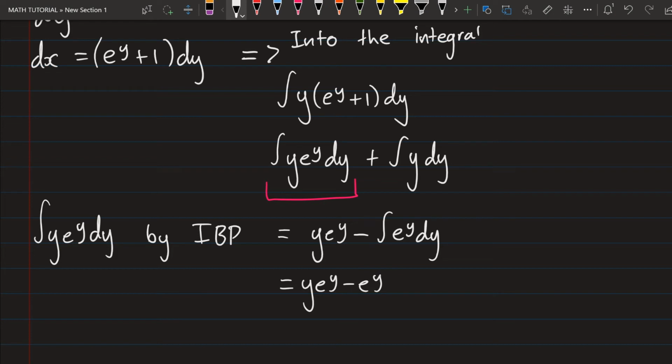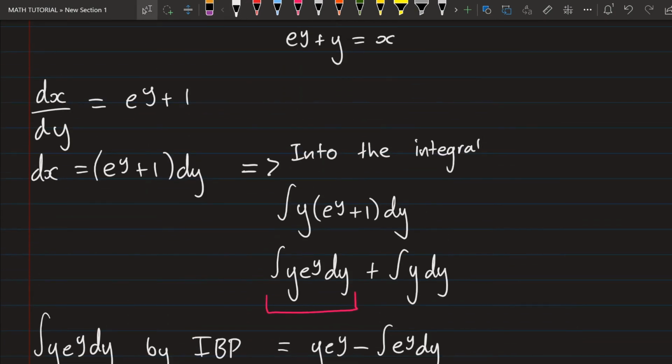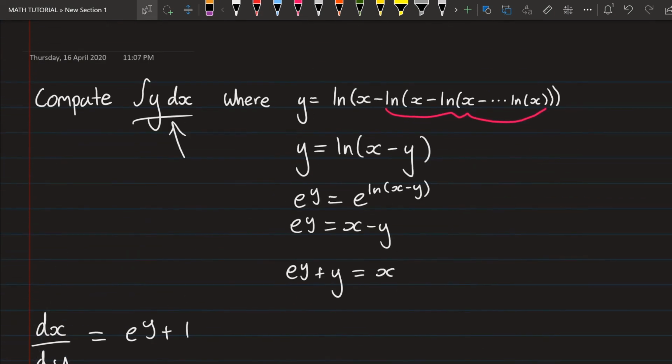And when we add them together we will add the constant of integration. And obviously we know how to integrate a basic polynomial here. That's just y squared over 2. And now we can add them together and add a constant of integration. Hopefully, again, you guys can see this. So we get y e to the y minus e to the y plus y squared over 2 plus the constant of integration. Now we wanted to find an integral in terms of x.